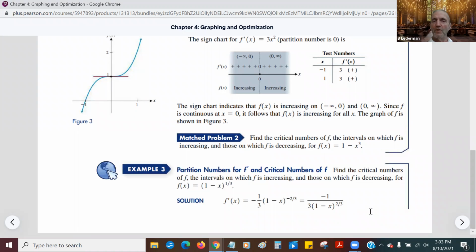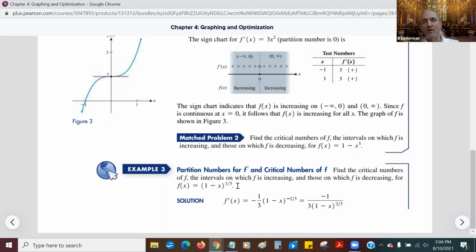Okay, let's look at the third example. Partition numbers for f prime and critical numbers of f. So find the critical numbers of f, the intervals on which f is increasing, and those on which f is decreasing, for f of x equals 1 minus x to the 1/3 power. Now, 1/3 power, that's the same thing as saying the cube root.